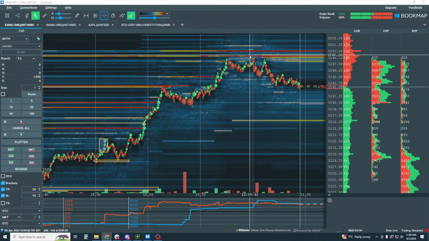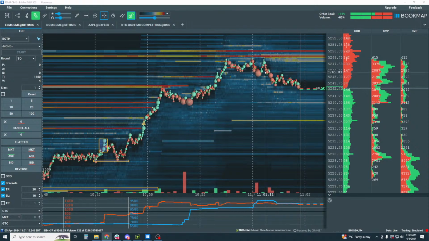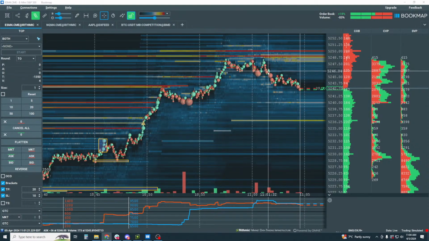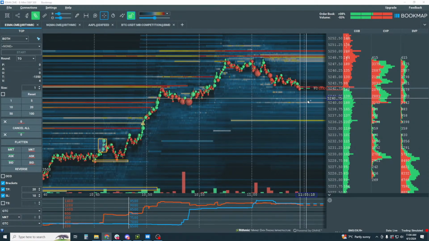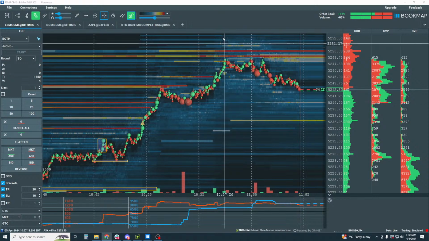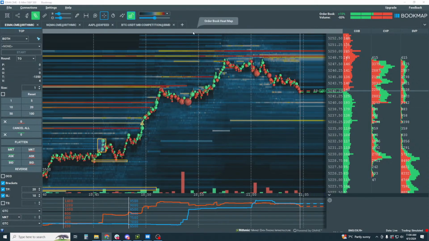Going through the setup and the criteria, we kind of missed it, and that would have been the entry in here, and we're looking for the move back down into this 40 liquidity here.